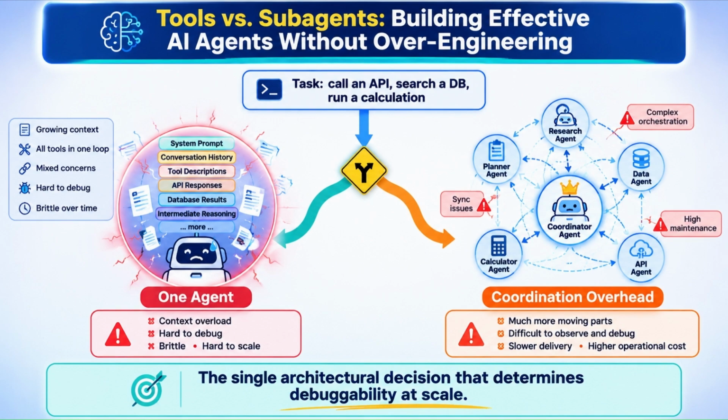Every AI agent you build eventually hits the same fork in the road. You have a task: call an API, search a database, run a calculation. And you have to decide, should the agent call this directly as a tool, or should a separate agent handle it independently as a subagent?